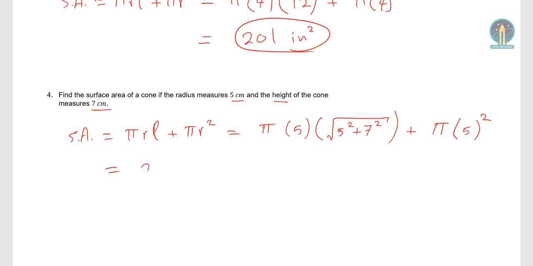That is equal to 214.5 centimeters squared. Okay? And this is it for this concept.